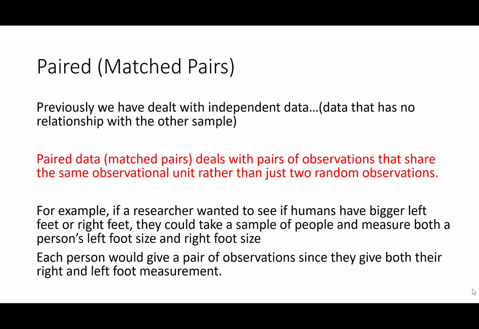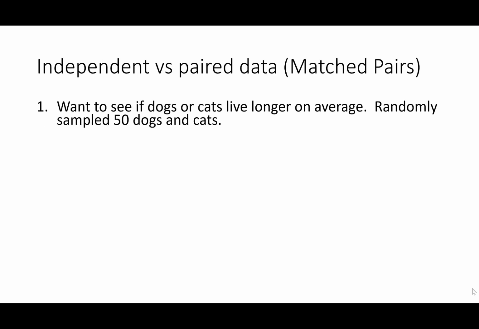It's important to realize it's not about the variables that you're estimating that will determine if you're dealing with independent or paired data. It's about how you collect the data set. Let's do some examples to make sure we're clear on what is independent data versus what is paired data. In this example, a researcher wanted to see if dogs or cats live longer, so they randomly sampled 50 dogs and 50 cats. This would be independent data, because it's just random dogs and random cats.